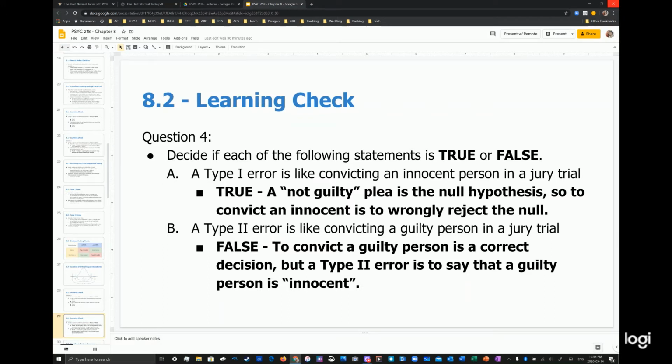For statement B, if you answered false, that's correct because the statement itself is not correct. A type 2 error would be to say that the guilty person is actually innocent. If the decision matches the actual outcome, then it's not an error at all. So you need to review the definition of the type 2 error. That is to falsely acquit a person. That is to falsely say that the person who actually committed the crime is innocent.